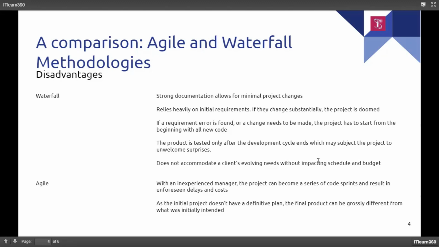It also does not accommodate a client's evolving needs without impacting the schedule and the budget. And that's the reason each cycle, cycle by cycle, has to be followed. So this has been the major disadvantages.